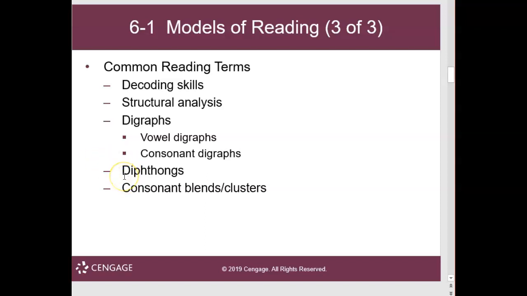Okay, then we have diphthongs. This is where the vowel sound cannot be represented by either letter alone, but forms a unique sound. Some examples would be AU, AW, OI, OY, and OU. Okay, so think about those.